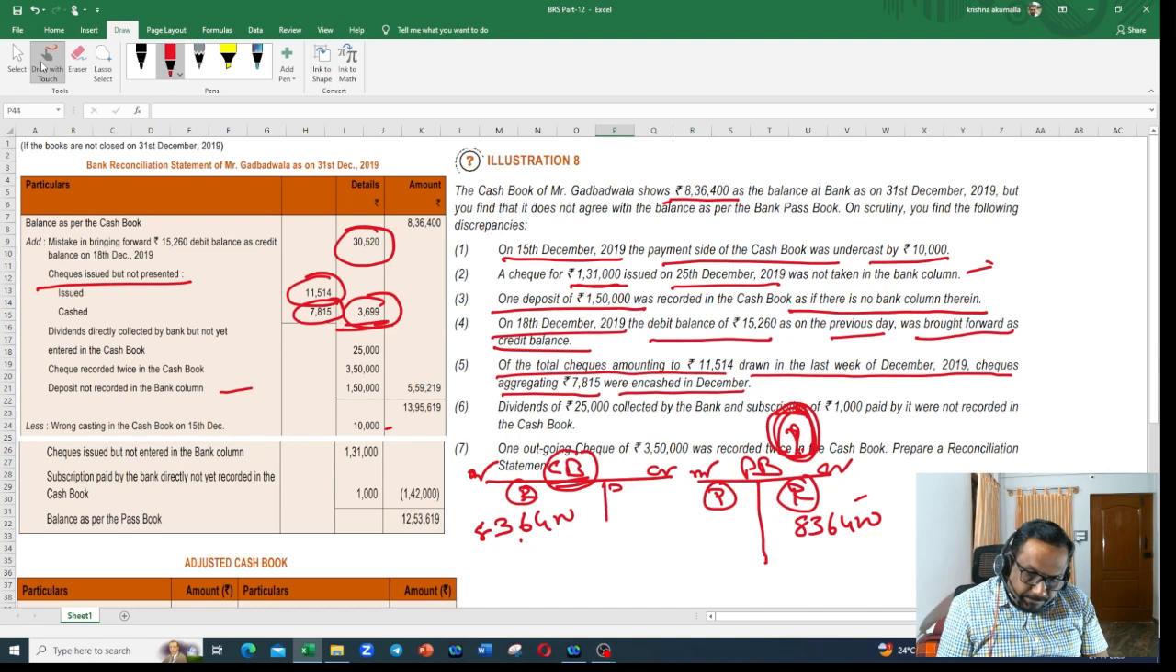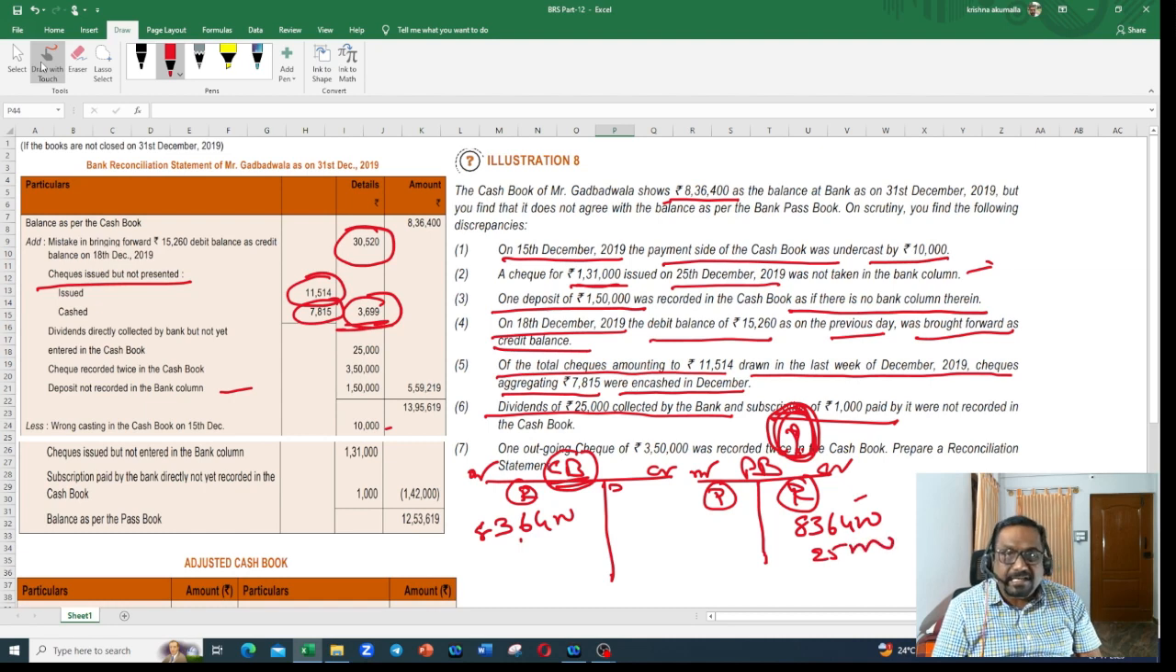Next, dividends of 25,000 collected by the bank and subscriptions of 1,000 paid by the bank are not recorded in the cash book. Two different transactions. Let us separate them and do it. 25,000 dividends collected by the bank. So they would have recorded it on the credit side, the receipt side, because dividends are collected by the bank on behalf of us. That is the receipt for us. So since 25,000 is recorded here, already a credit is there. Another credit got added. So my balance is increased.